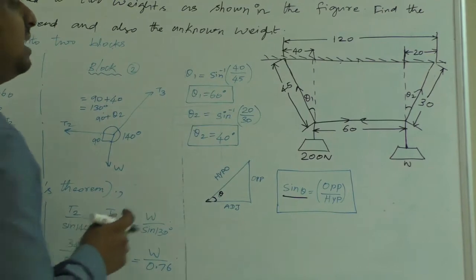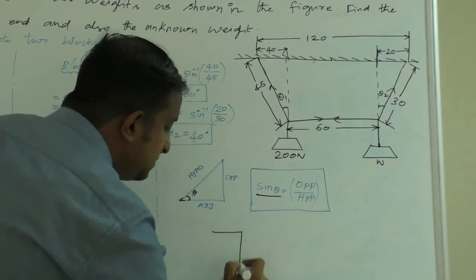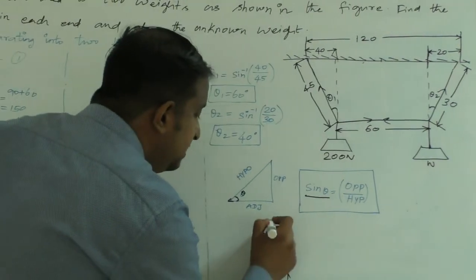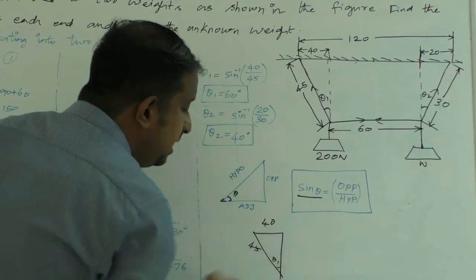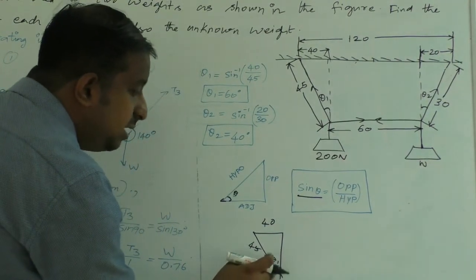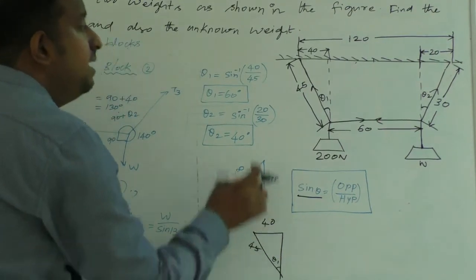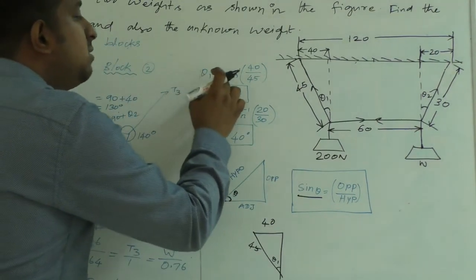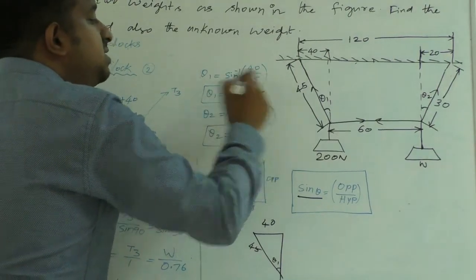Now compare the values of the two blocks. First, take these values: this is 40 and this is 45, and the angle theta is placed here. The value opposite to theta 1 is 40 and the hypotenuse is 45. That is why theta 1 equals sine inverse of 40 divided by 45, which is nothing but 60 degrees.